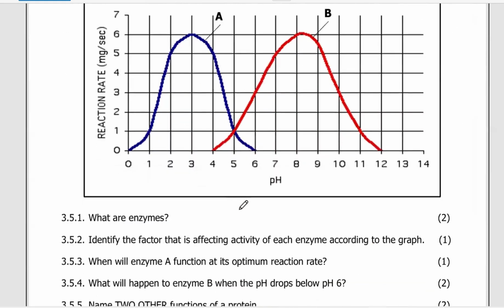3.5, they're saying what are enzymes? So basically enzymes are proteins that are biological catalysts, biological catalysts that are protein in nature and involved in speeding up chemical reactions. That's why we set them under proteins. They are very important in speeding up the rate of chemical reactions.